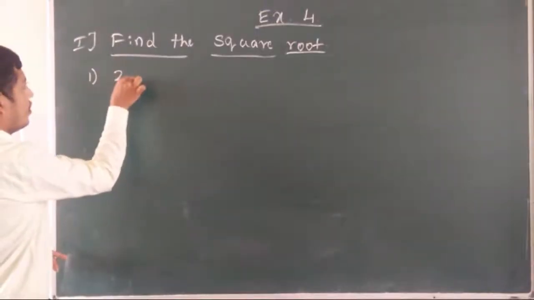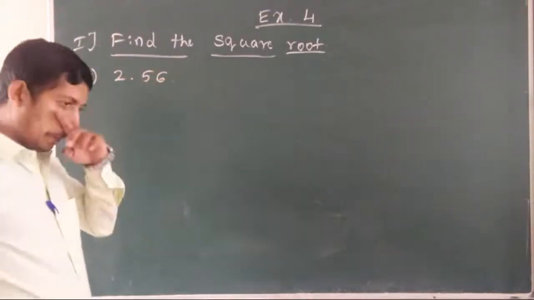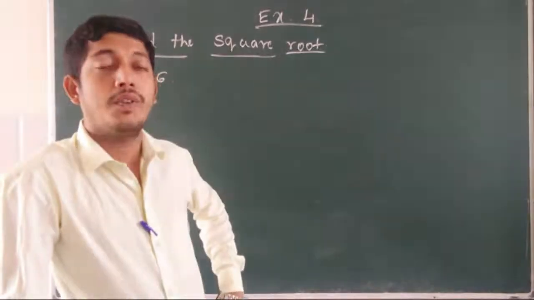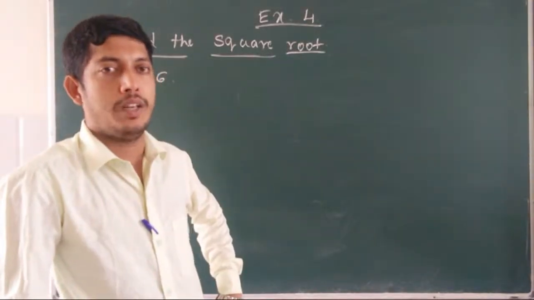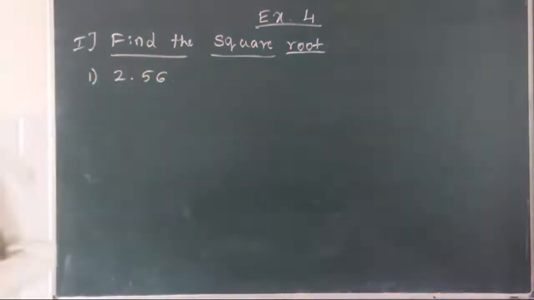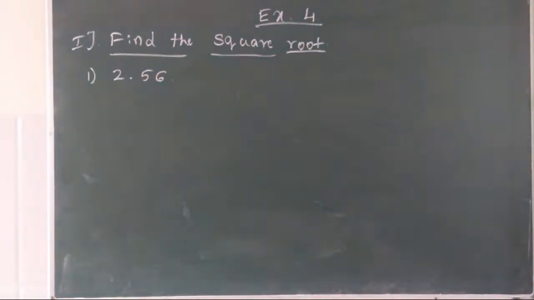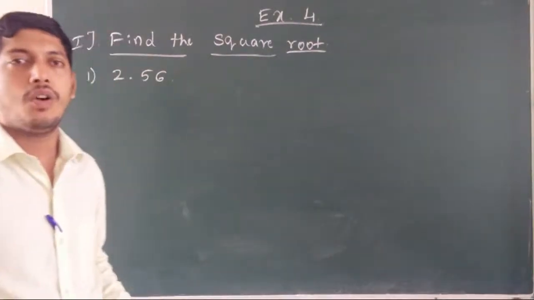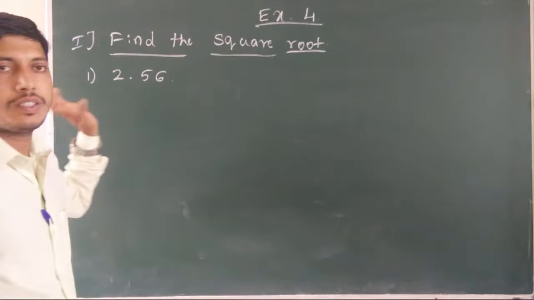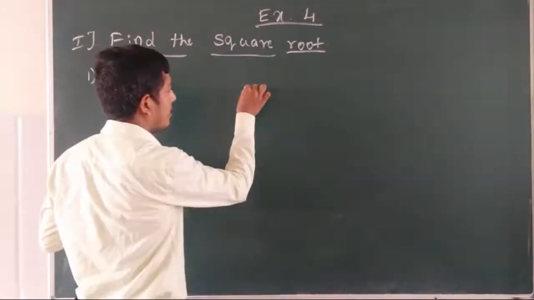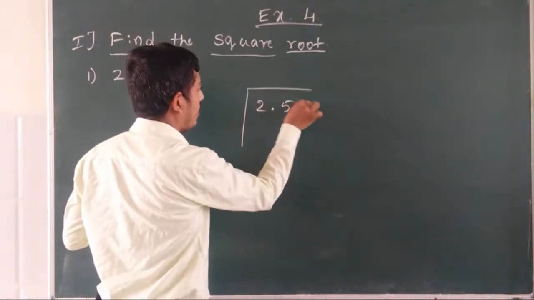First number is 2.56. So this is the number we have. Now we have to find the square root value. How to find the square root value? Just recall the steps which you did for the whole numbers. What you learned in the previous class, that is we have to pair the numbers from the right hand side. Then you have to find the perfect square whose value is less than or equal to the first pair. So I will consider 2.56.